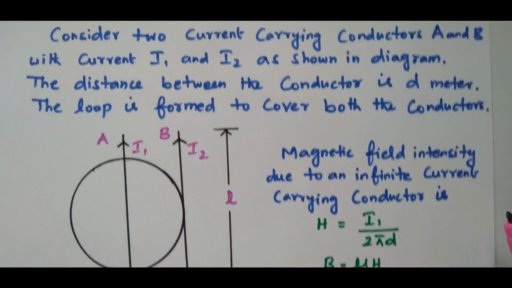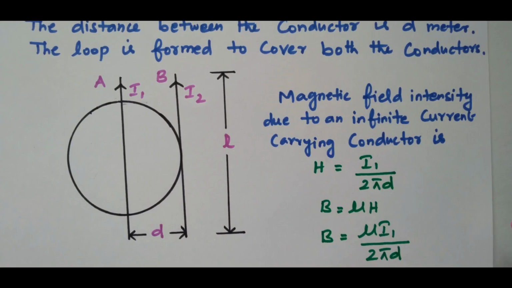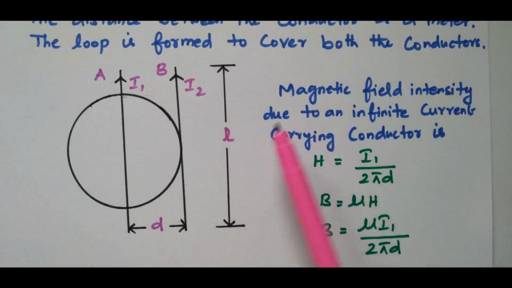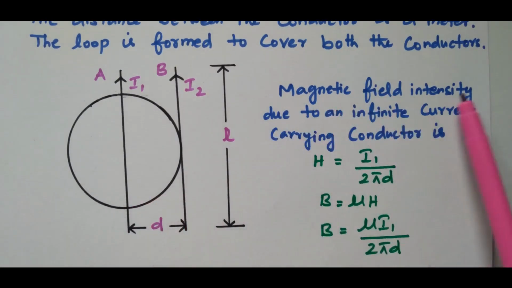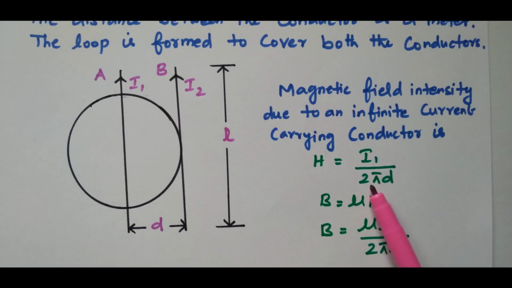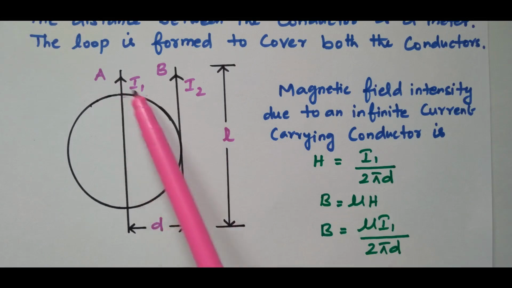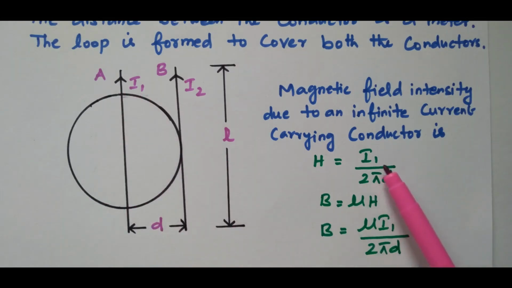Now we'll see what is the magnetic field intensity due to conductor A. First we'll consider conductor A. What is the magnetic field intensity due to an infinite current carrying conductor? That is H equal to I1 divided by 2 pi d, based on Ampere's law, integral H dot dl equal to I. From that H equal to I1, because in conductor A the I1 current is flowing, I1 divided by 2 pi d.